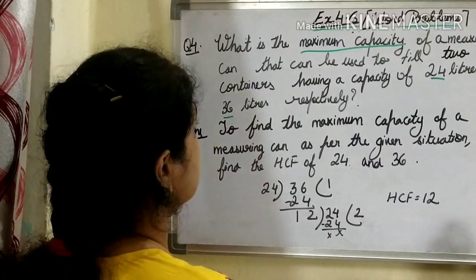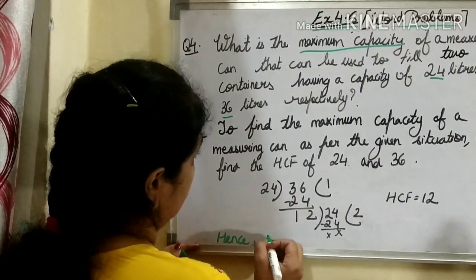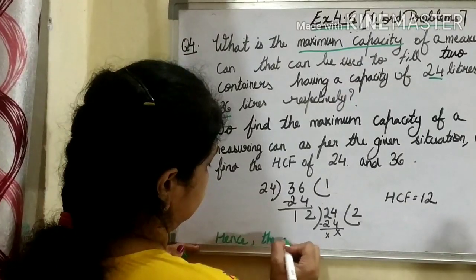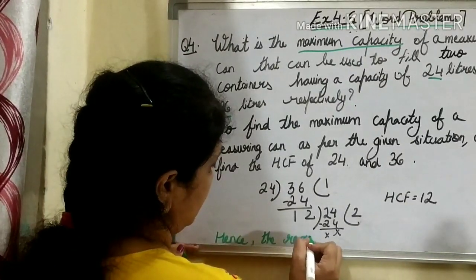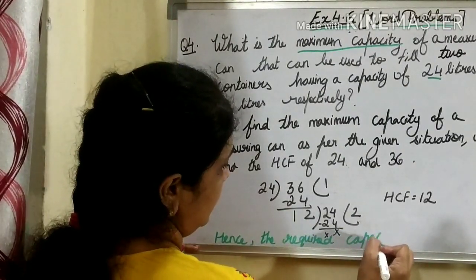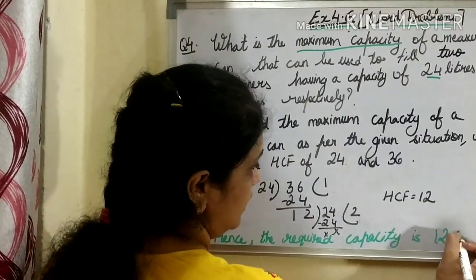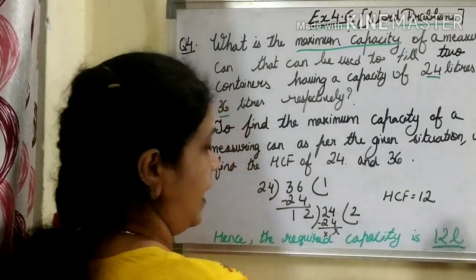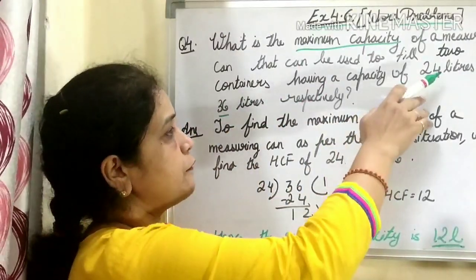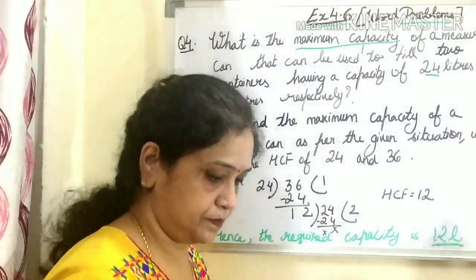Hence, the required capacity is 12 liters. This is the answer. It's very easy. Maximum capacity we have to find, so we found the HCF of 24 and 36 and we got the answer.